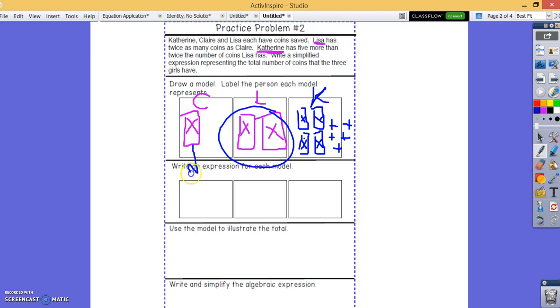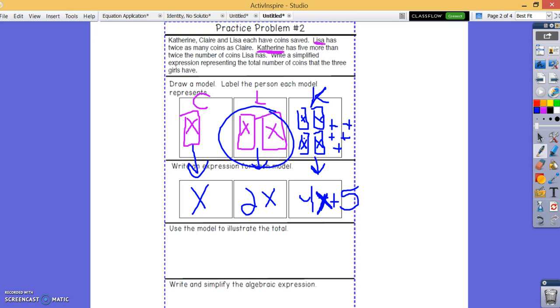Now let's go ahead and write our expression. So X, 2X, 4X plus 5.